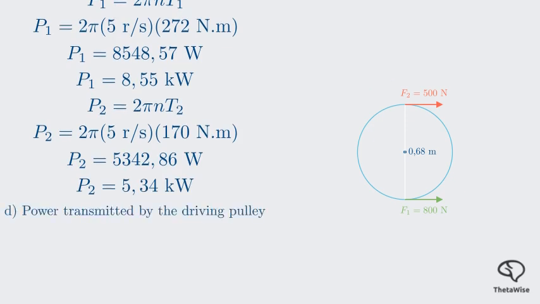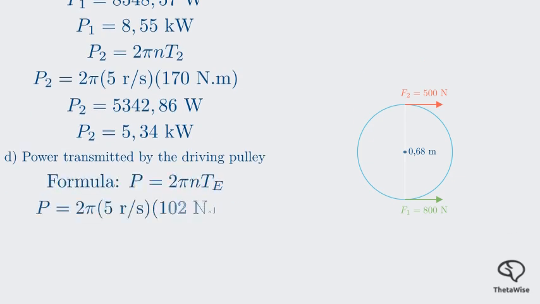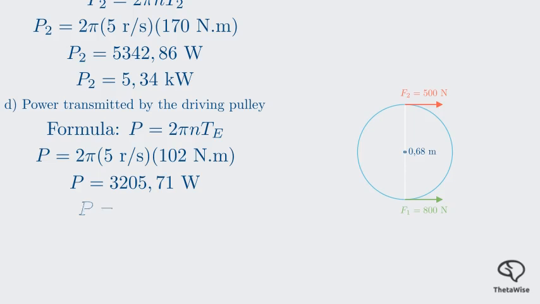Finally, part D, the power transmitted by the driving pulley. The power transmitted by the pulley is calculated using the effective torque. So P equals 2 pi N TE. Substituting the values, P equals 2 times pi times 5 times 102. This gives us a total power of approximately 3205.71 watts, or 3.21 kilowatts. This is the net power delivered by the pulley.